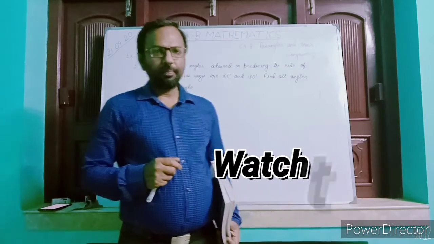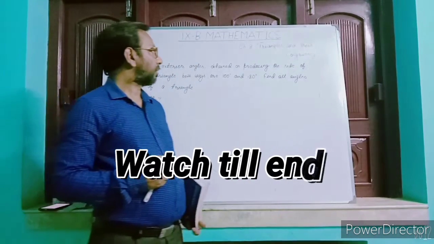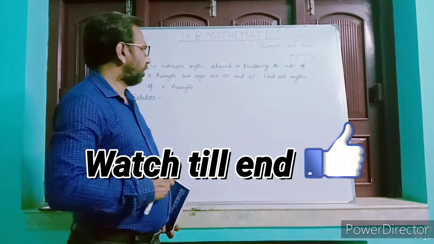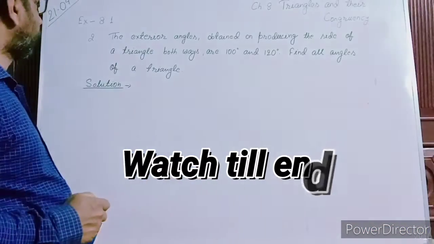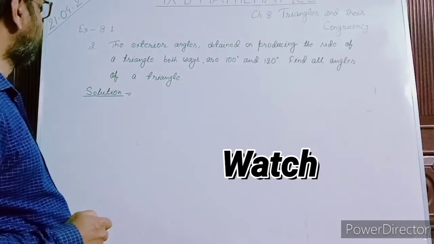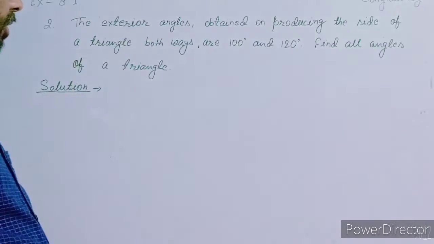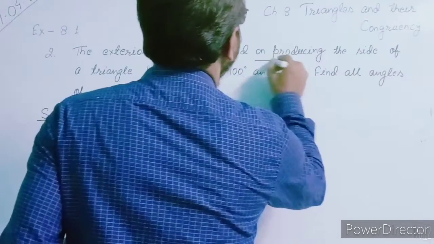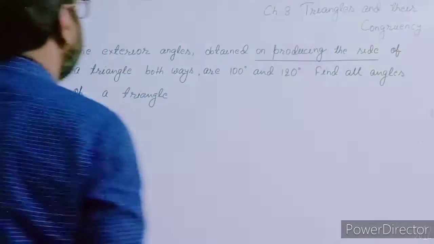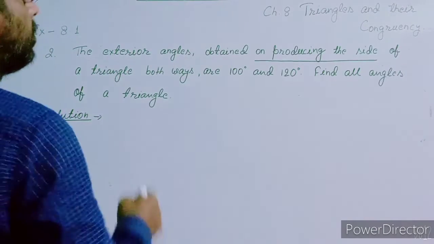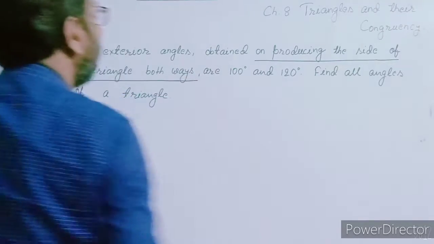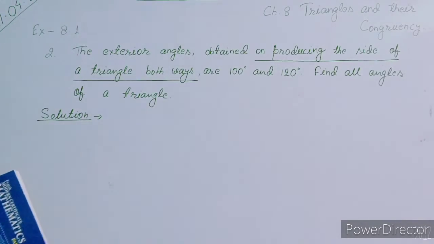Students of 9B, in the period of mathematics, chapter 8, triangles and their congruency is going on. We are solving exercise 8.1. In question number 2, the exterior angles obtained on producing the side of a triangle both ways are 100 degree and 120 degree. Find all angles of the triangle.